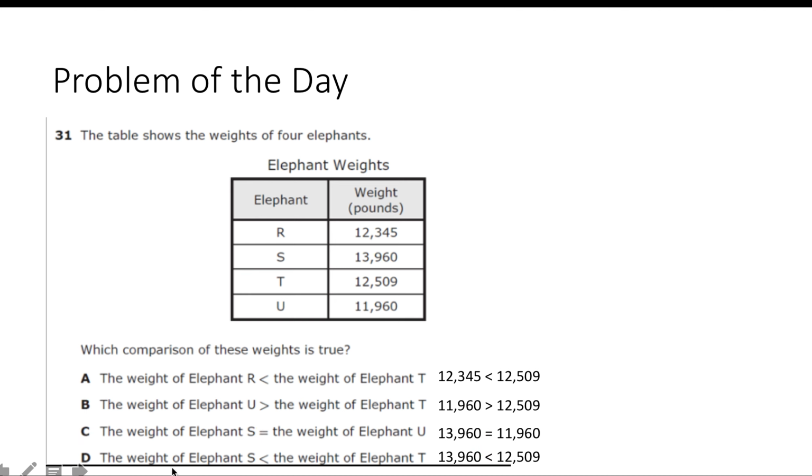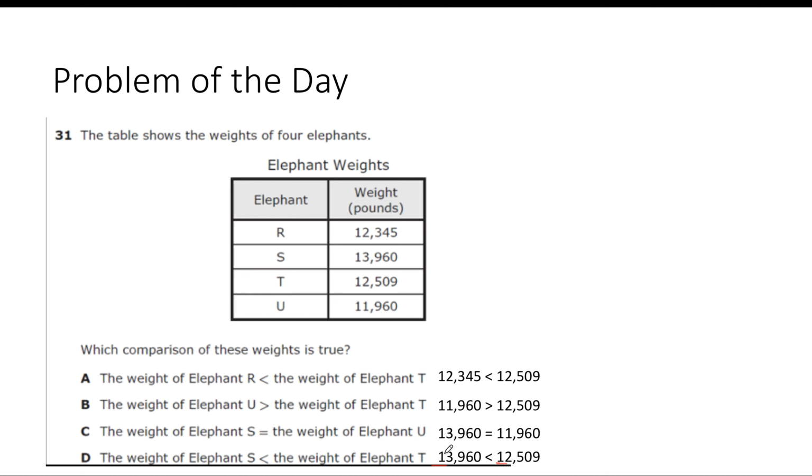Let's look at D. So again, I'm going to write my answers out. The weight of elephant S, I know that's 3,960. I wrote that down. Is less than the weight of elephant T. I know that T is 12,509. So let's use our same strategy. We're going to look at the 10,000s place. Here, the 10,000s place is 1, and the 10,000s place is 1 here. That doesn't really help me. Those numbers are the same.